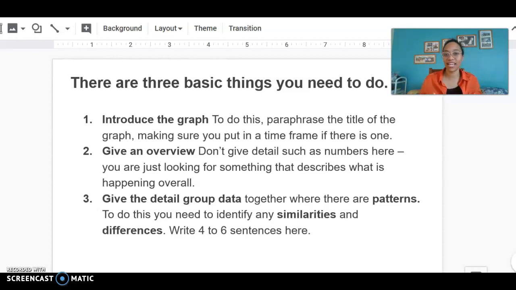Just like in word study, we're always trying to group the things that are similar and point out differences. We are using our cognitive skills to sort information and make meaning. To do this, we need to identify similarities and differences. At this point, we're going to write 4 to 6 sentences. Let me show you how to do this step by step.